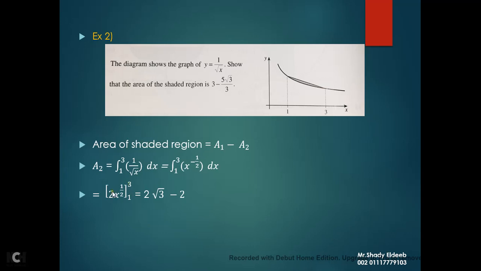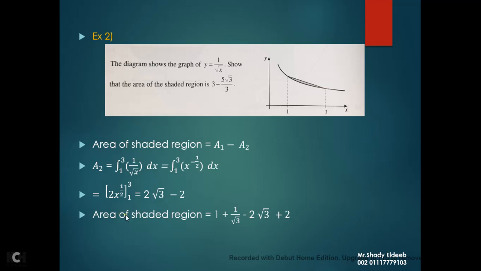Because 3 to the power half, which is square root 3, will be the same here with 2, so it will be 2 root 3. Instead of x here, it will be 1 to the power half, which is 1, and 1 times 2 is 2, so minus 2. And this is the final answer for area 2.